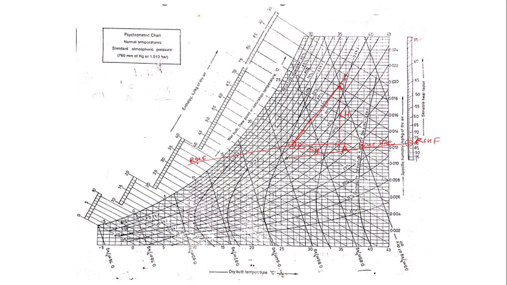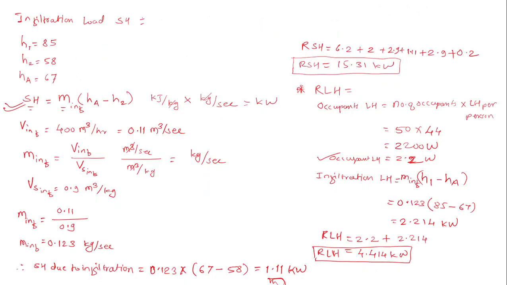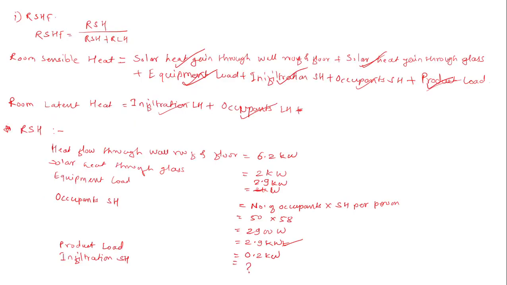One thing is sure: on the RSHF line you will find the supply air condition. To get the supply air condition, two or three values will be given: either the supply air condition directly, or the ADP, or the bypass factor. In our case the ADP is given over here. So to get that, obviously we need to draw the schematic of this particular thing, correct?